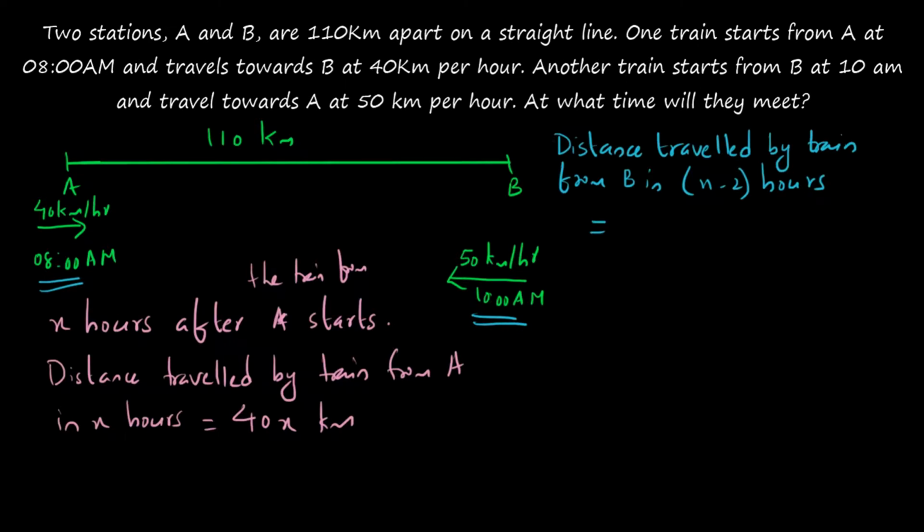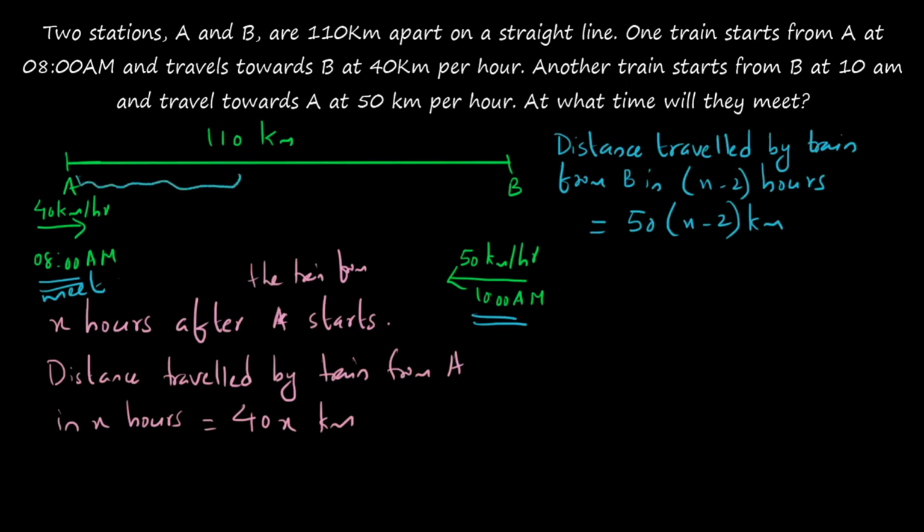When they are meeting, what is the distance travelled by both? That is what we are taking. So let them meet x hours after A starts. When they meet, A has travelled 40x kilometer. And what is the distance travelled by the train from B? The train from B will be travelling only x minus 2 hours within that time, because there is a 2-hour difference between the trains starting from A and B. So the train from A has travelled 40x kilometers and the train from B has travelled 50 into x minus 2 kilometers. These are the distances travelled by A and B when they meet.